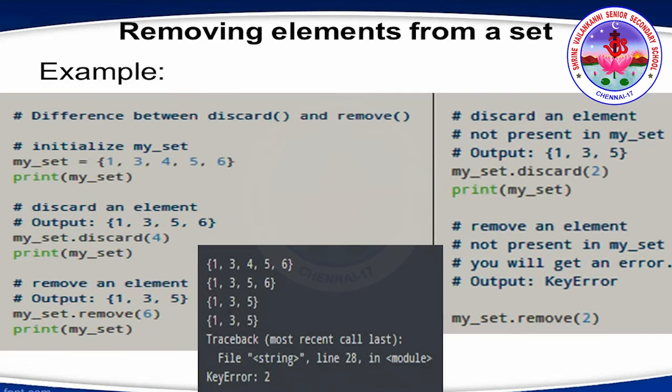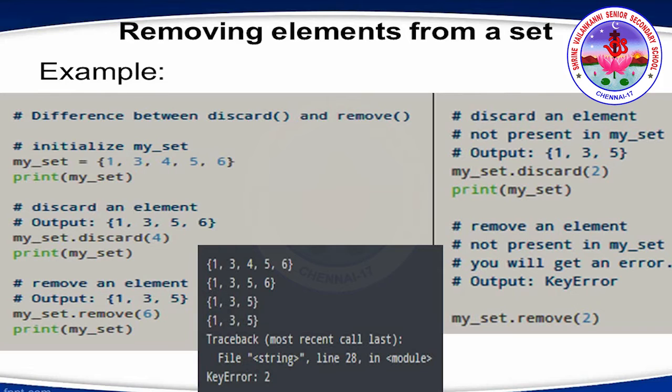Now let's see how to remove elements from a set. Here also we are using two kinds of built-in methods. One is discard, the other one is remove. Let's start from the first executable statement of the program. my_set is equal to 1, 3, 4, 5, 6. When we try to print it, we get 1, 3, 4, 5, 6. That is the first statement in the output. Now my_set.discard(4). We are trying to remove 4. When we print, 4 is removed and the second statement shows 1, 3, 5, 6. That is the output of the second print statement.